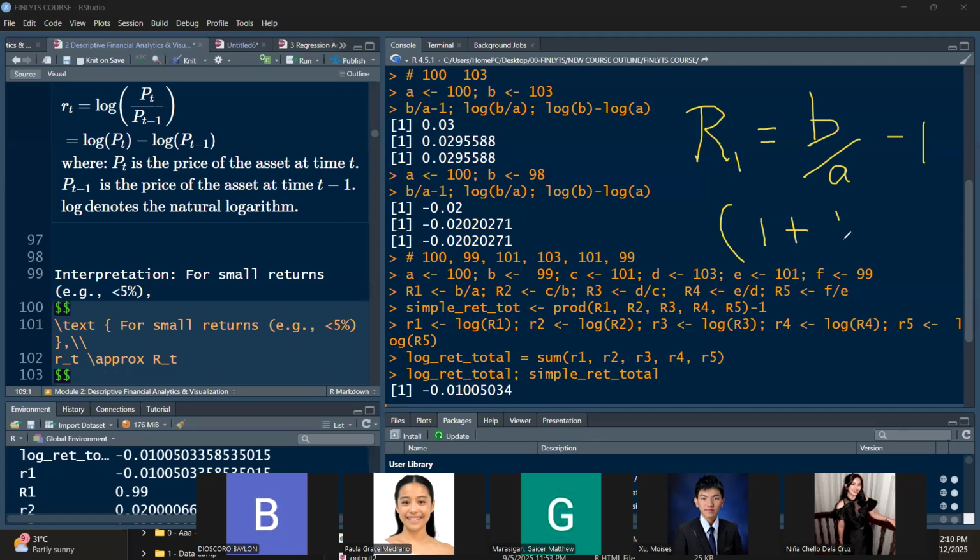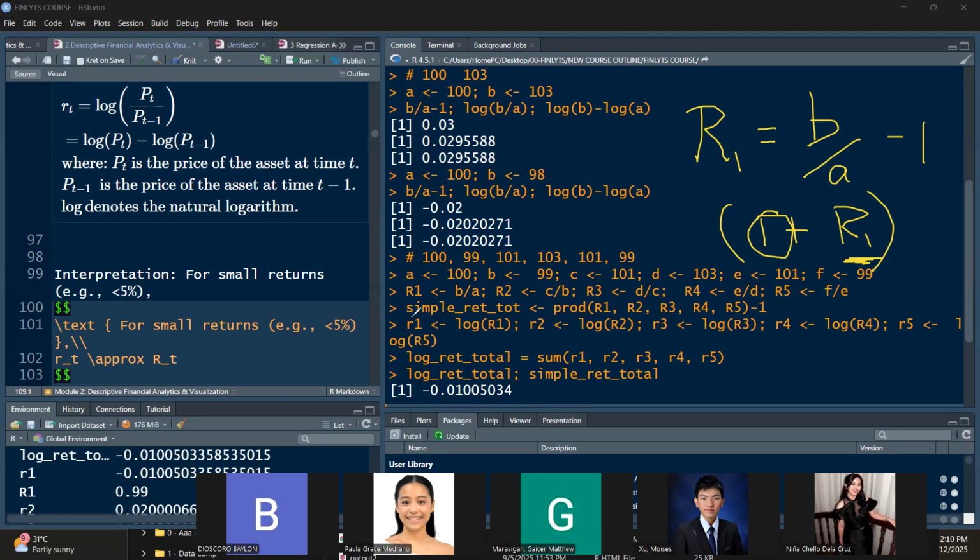plus R1, right? 1 plus R1. So I didn't subtract 1 so that when I get the total returns, I don't have to add 1. Because if you subtract 1 here, B over A minus 1, then when you get the total, you have to add 1. So it's just like getting B over A. It was just a mental, arithmetic shortcut on my part.